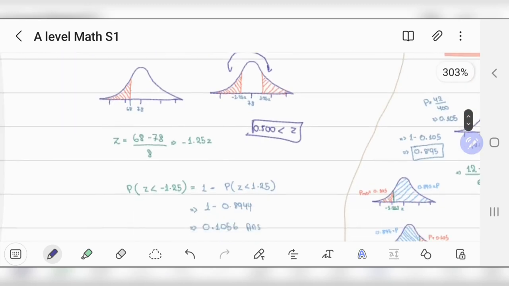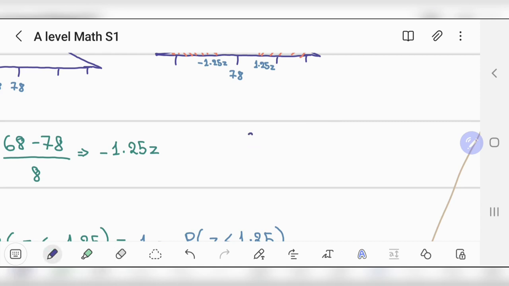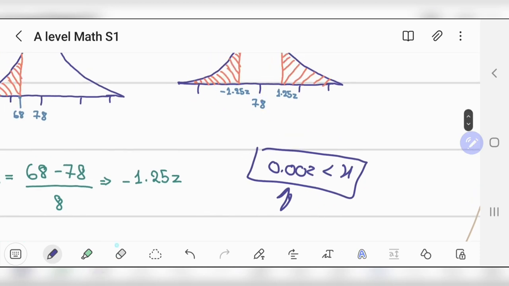So this is what I'm telling you guys. You can only find the probability if the z-score is greater than zero. I mean above the mean, not below.